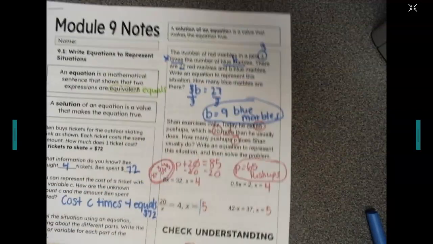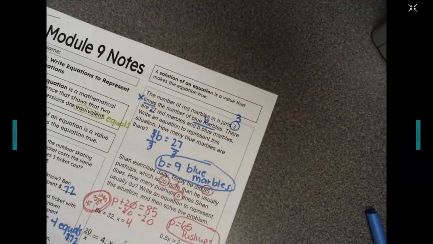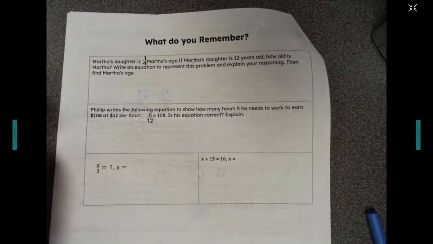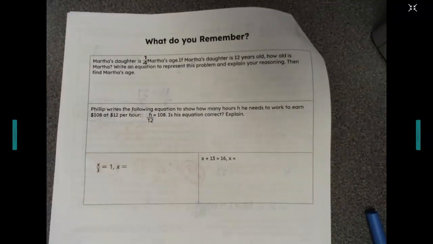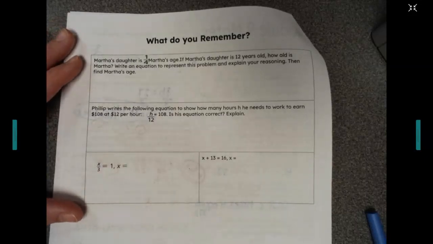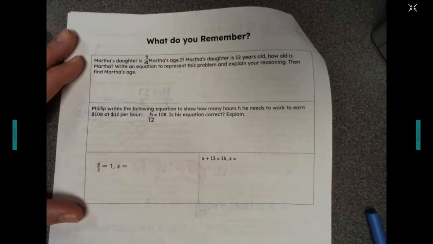The next thing we're going to look at is, what do you remember? So let's fill up the paper. And let's take a look. We only have 4 problems here. Martha's daughter is 1/4 Martha's age. If Martha's daughter is 12 years old, how old is Martha?